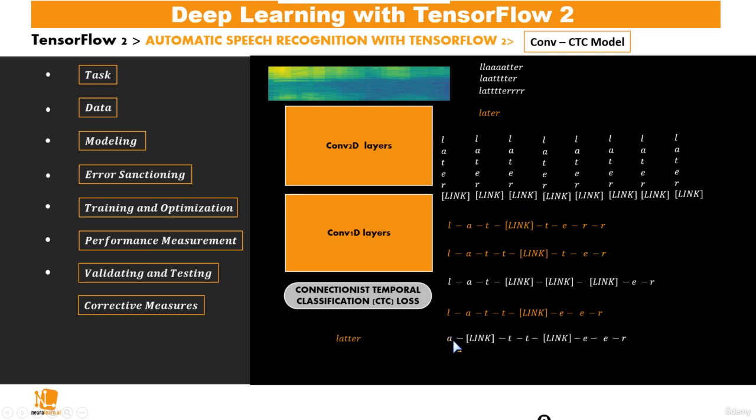Next we have A. Clearly from this we don't start with L, so this is an invalid output. And then this we have LATTER. It gives us ladder, so this is a valid output.